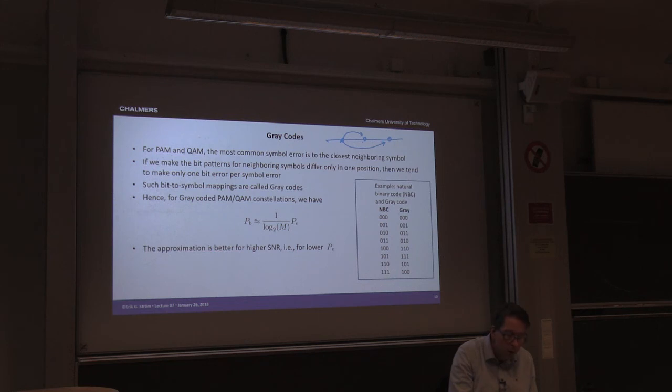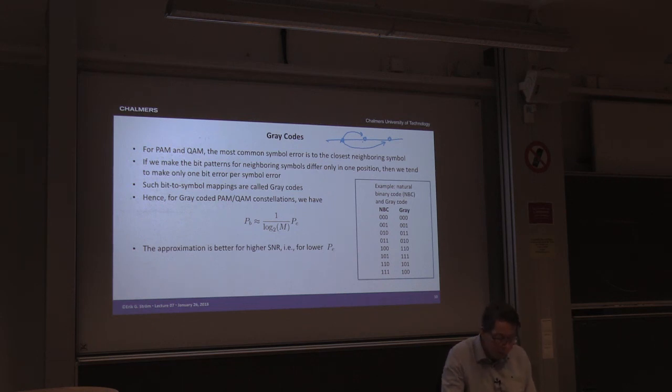Okay, so if we make the bit patterns for neighboring symbols differ in only one position, they have to differ, right? But the least amount of bits they have to differ in is one position. Then we tend to make only 1 bit error per symbol error, and such mappings are called Gray codes.